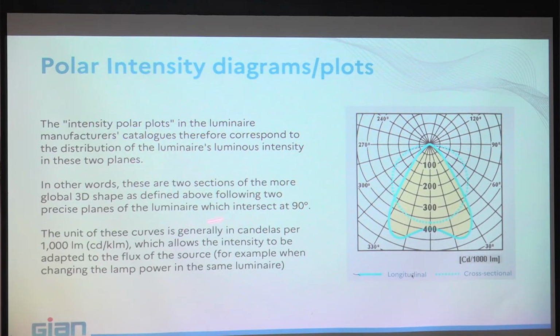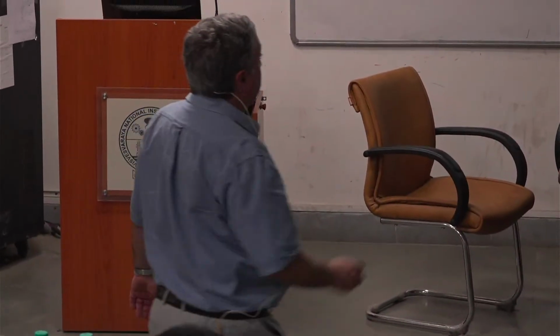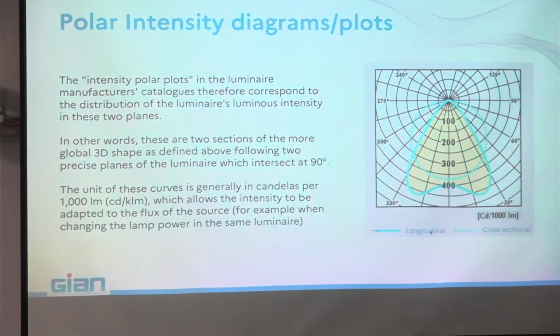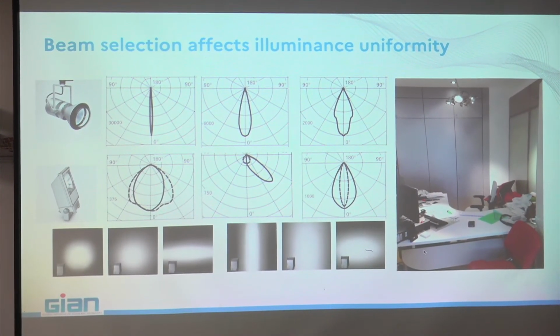And be careful, this one is given in candelas, but sometimes it can be given in candelas per kilolumen. If your fixture gives out 1,000 lumens, it is okay. If you have 10,000 lumens, you have to multiply by 10. And if you have 500 lumens, you have to divide by 2, okay? You have to read very carefully. If you use these plots manually, you have to read very carefully what is written for those plots.